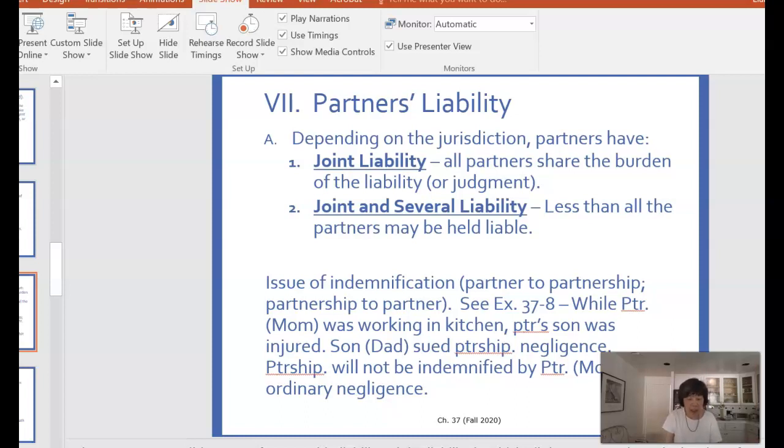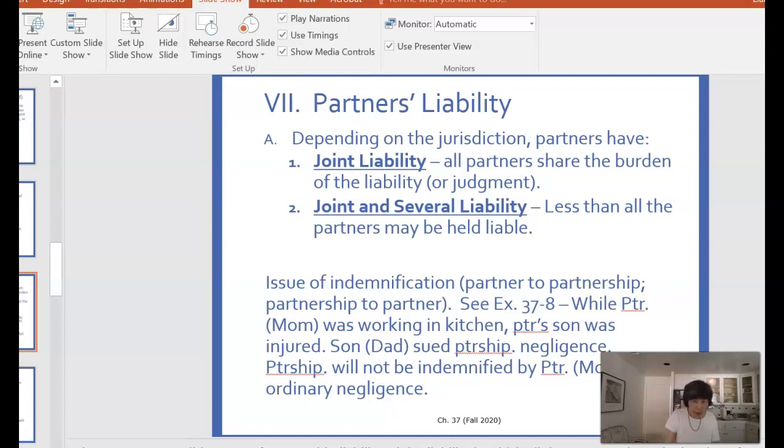Now, indemnification is another important term that you're going to learn this semester. This is our introduction of it. You will see it here in the partnership chapter, and you'll also see it when we talk about corporations. So, I want to illustrate indemnification a bit for you here. This is an example that is in your textbook, example 37.8.